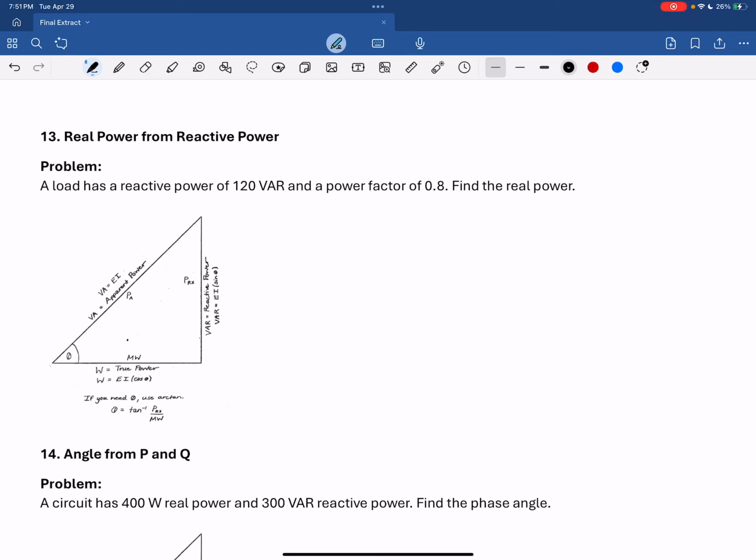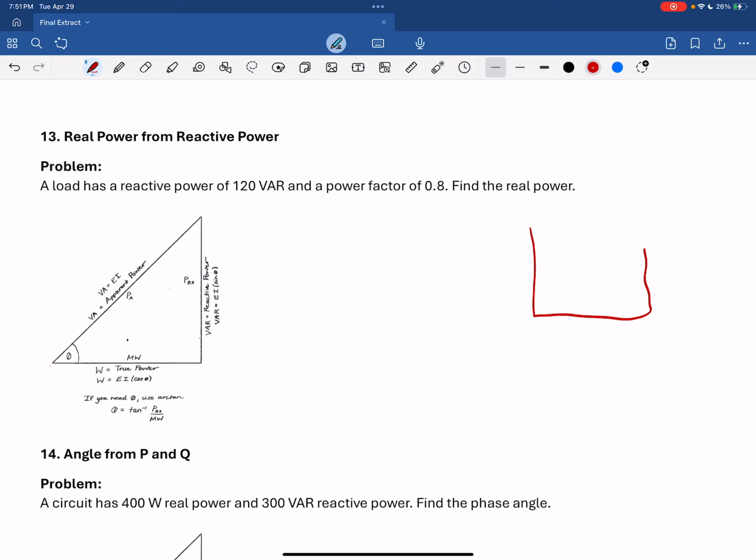This is page 100. And to me, problem 13 is a little bit of a challenge. It's a little bit more than what we've been doing. And the reason is that you're going to need to know a piece of information that we haven't talked about on these videos. And that is this.